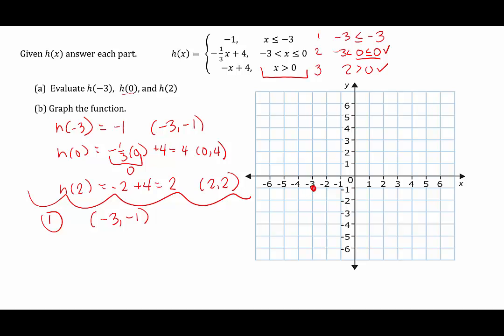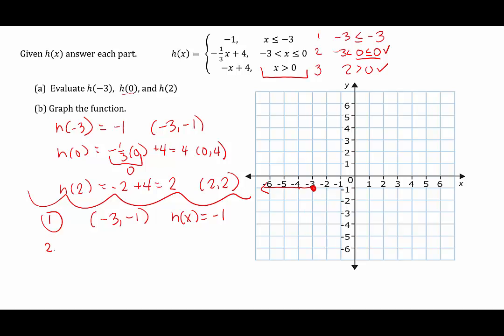We have -3, -1. This piece 1 is just h of x is equal to -1. That's a special type of linear equation because that is a horizontal line where no matter what we plug in for the x value, we're going to end up with -1. The key thing to know is that it ends at -3. But if we plug in -4, it would have -1. -5 would be -1. So it's a horizontal line at -1 ending at x equals -3.